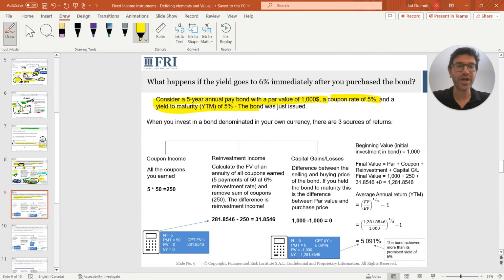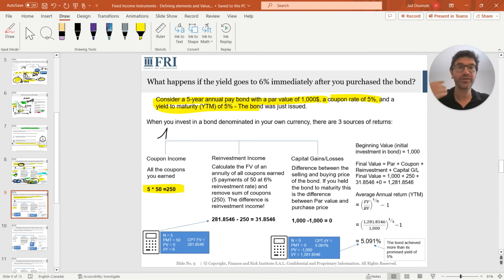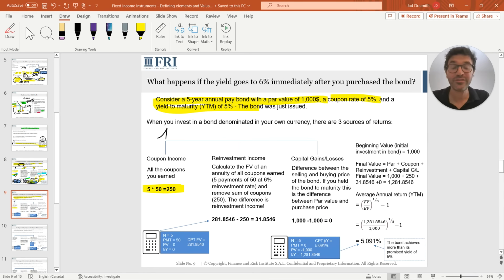Let's see what would happen here. As we did earlier, you will hold the bond for 5 years. So the first source of income is that you will collect $250 of coupons, exactly like in the earlier example. Now, unlike the earlier example, rates have gone up. So you will now reinvest those coupons no longer at a 5% rate, but at a 6% rate. So you take your financial calculator, it is still an annuity, a 5-year annuity of $50, but now the investment rate is 6%.